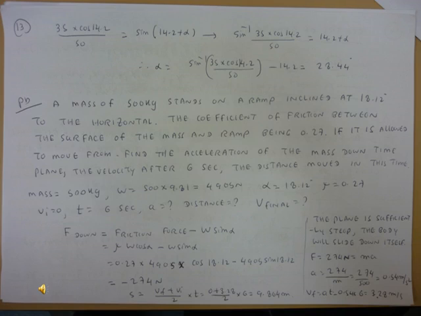Therefore the final velocity VF equals the initial velocity plus at. The initial velocity VI is 0, the acceleration A is 0.54 meter per second square, and t is 6. So you get 3.24 meter per second. This is the way we calculate the initial velocity and the final velocity.